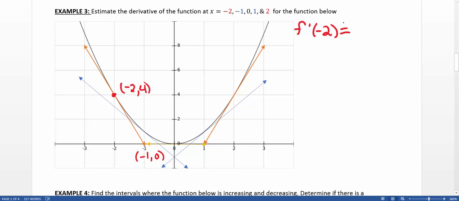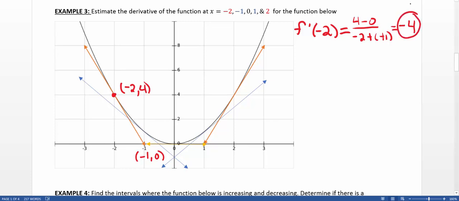And the derivative is the slope of the tangent line, which I'm going to calculate by doing change in y over change in x. So my change in y is going to be 4 minus 0. And then my change in x is going to be -2 minus -1. So on the top, I have 4. On the bottom, notice I have a minus a negative. So those are going to cancel, and I end up with -2 plus 1, which is -1. 4 divided by -1 is -4.